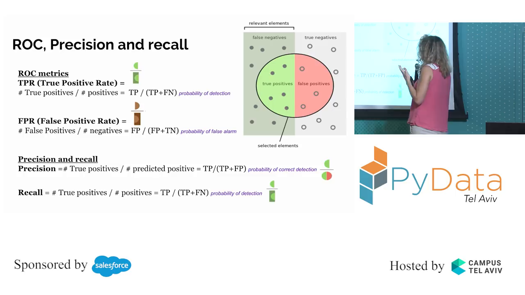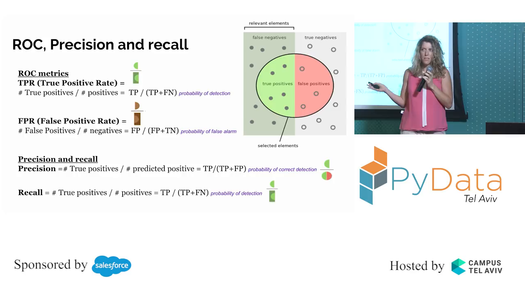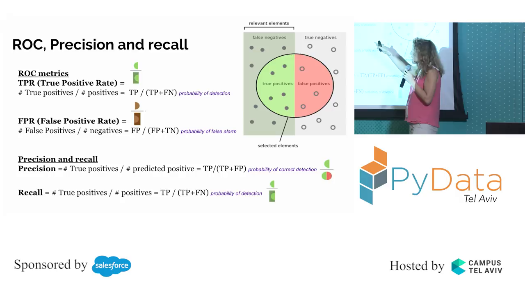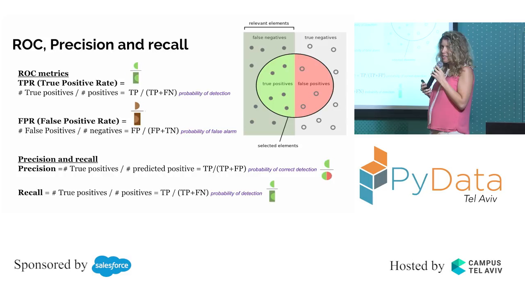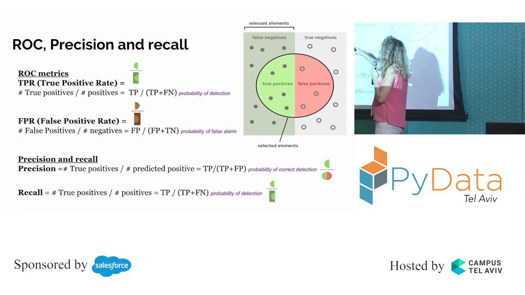Can someone tell me what is the difference? Did you know that? Between what? Between the ROC matrix and the precision and recall. The ROC matrix depends on the thresholds that you use. No, but I set a threshold now when I look at the true positive rate and the false positive rate. Okay, so I will help you.